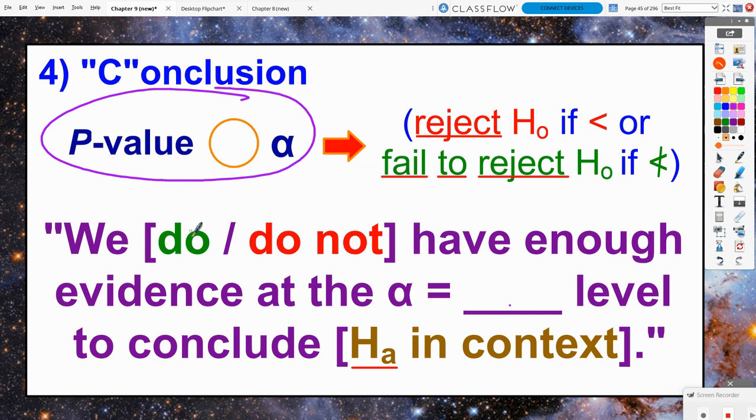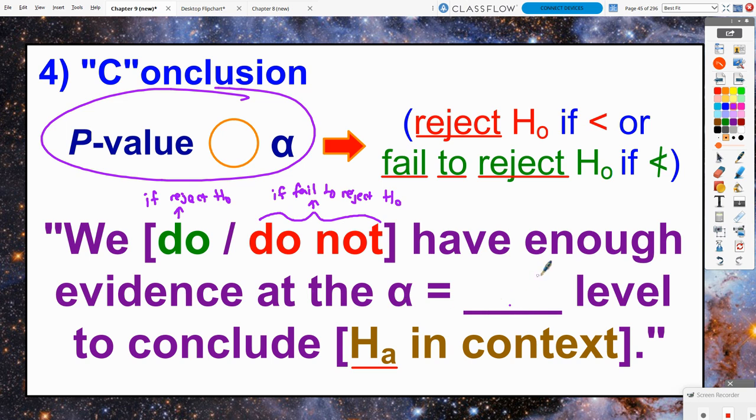And then we get to write our actual conclusion statement. So we are going to state that we do have enough evidence at the alpha equals 0.05 level to conclude the alternate hypothesis in context, but we say that we do have enough evidence if we reject the null hypothesis. But if we fail to reject the null hypothesis, then we say that we do not have. So remember, if we fail to reject the null hypothesis, then we state we do not have enough evidence.